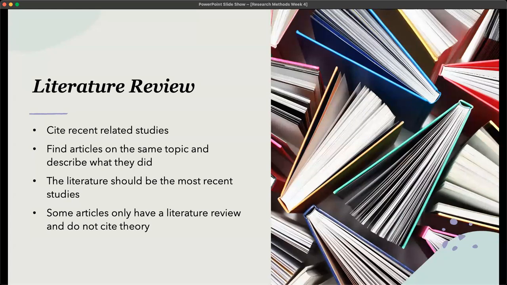And first, the literature review. In the literature review, what you're doing is you are citing related studies. And these studies should be recent. The majority should have been published within the last 10 years. So you also want to find articles on the same topic and describe what they did.